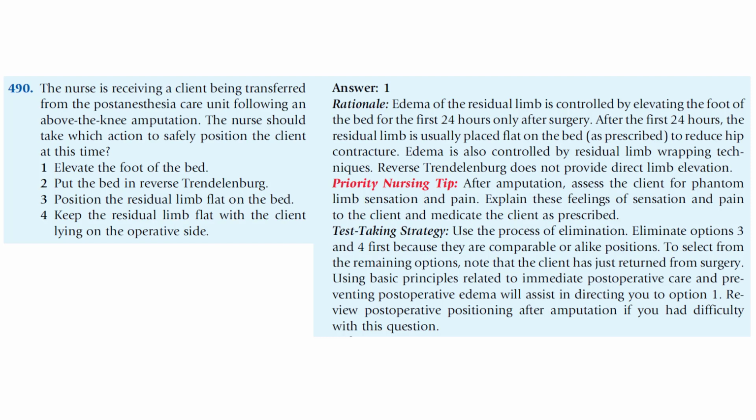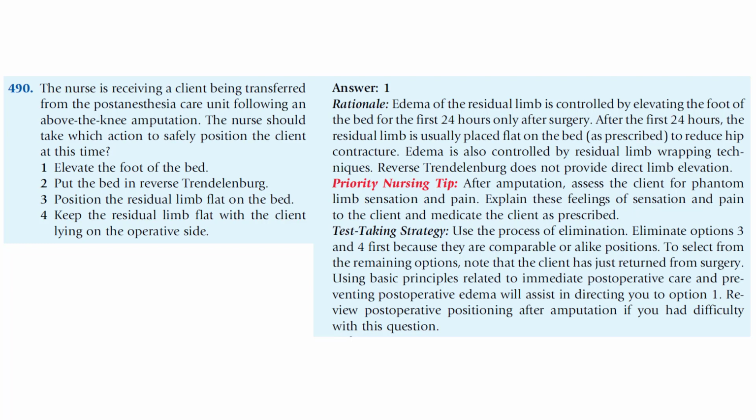490. The nurse is receiving a client being transferred from the post-anesthesia care unit following an above-the-knee amputation. The nurse should take which action to safely position the client at this time? 1. Elevate the foot of the bed. 2. Put the bed in reverse Trendelenburg. 3. Position the residual limb flat in the bed. 4. Keep the residual limb flat with the client lying on the operative side.